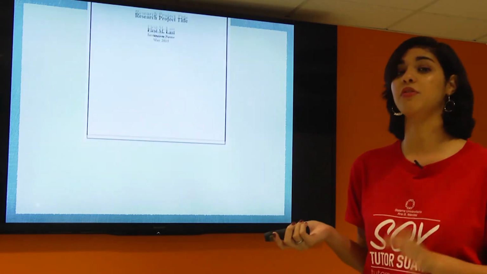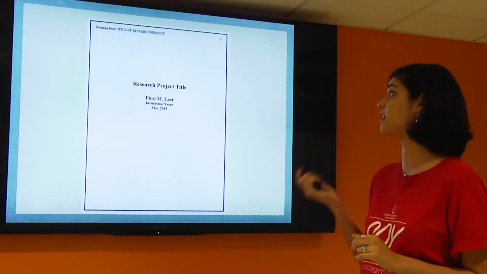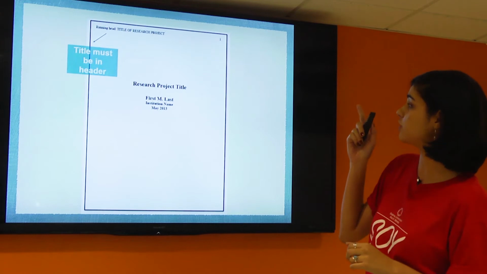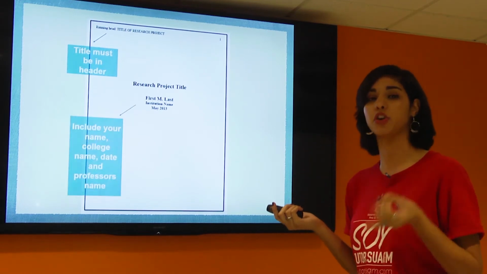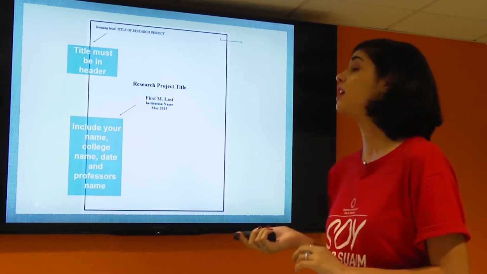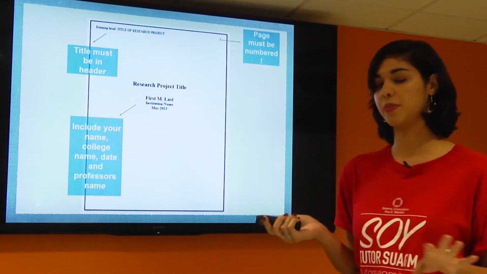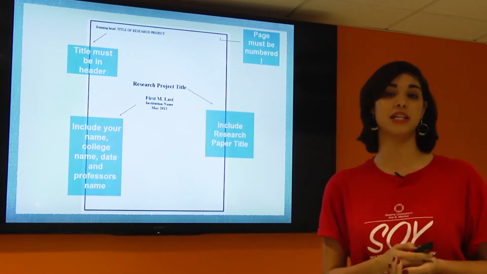So to start off, we have an example of a title page. This one we see over here, as you can see. Upstairs, you have the title in your header. Next, you have your name, your college, and your date and professor's name in the center. And it is very important that all your pages be numbered. And finally, the title of your research paper must be in the center.